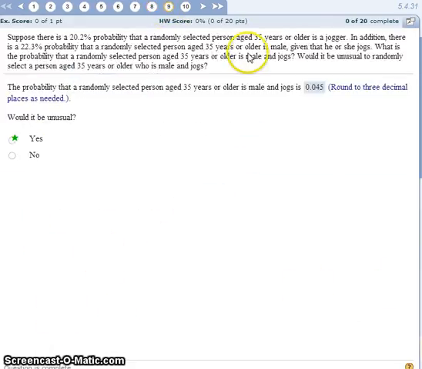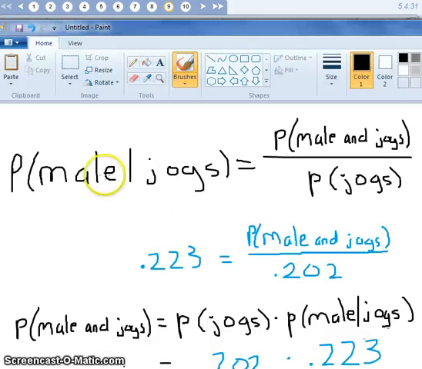For number 9, we're given the probability of randomly selecting a jogger, and then also we're told the conditional probability that if we randomly select a jogger, the chances that they are a male. And we're asked to find the probability that the randomly selected person is both, that they are a male and they jog.